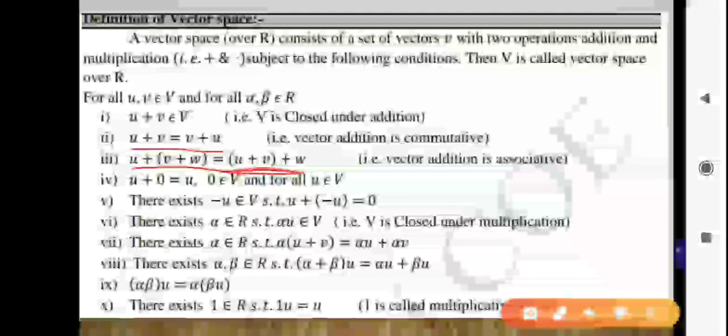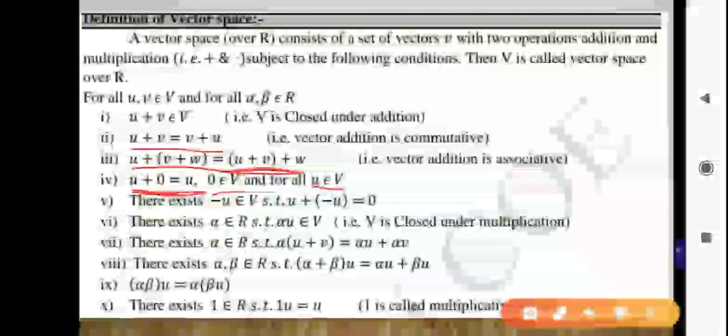Fourth condition, u is any element of V, and if you add 0 to u, then you will get again the same element u. So that 0 must belong to capital V, for all u belonging to V. That means for any element of V, if you add 0 to that element, you again get that same element u. That 0 must be from the vector space capital V.